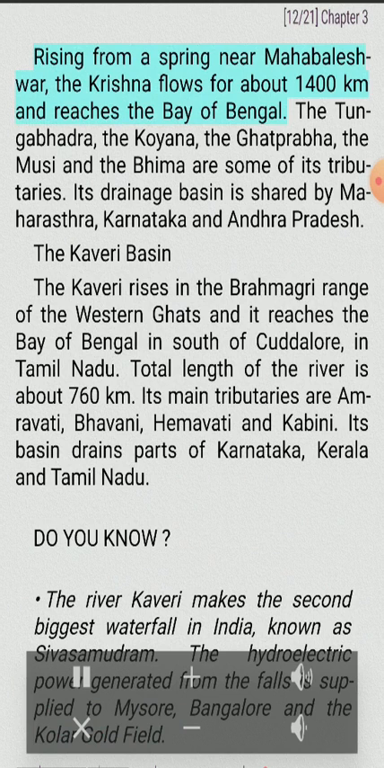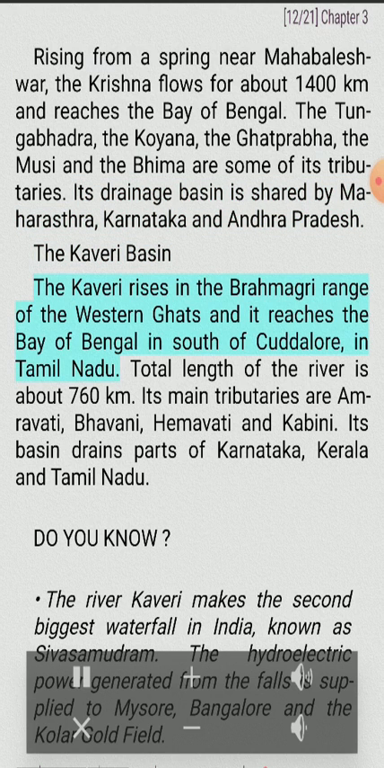The Krishna Basin. Rising from a spring near Mahabaleshwar, the Krishna flows for about 1,400 kilometers and reaches the Bay of Bengal. The Tungabhadra, the Koyna, the Ghataprabha, the Musi and the Bhima are some of its tributaries. Its drainage basin is shared by Maharashtra, Karnataka and Andhra Pradesh.